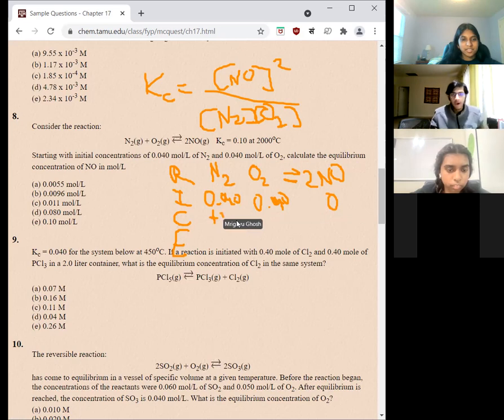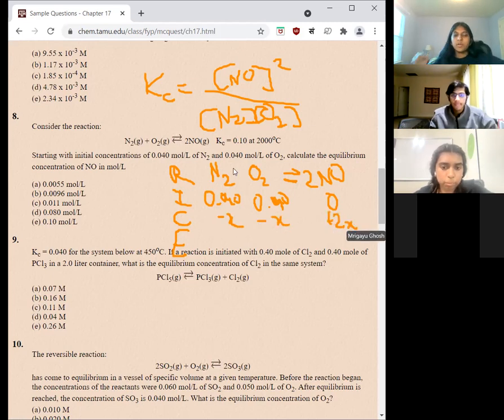Oh, this is going to be, oh, I think I remember. This would be minus x. Yeah, minus x, plus 2x, right? Yes. Is it always that, like minus x plus x? No, it's not always that. You have to look at the coefficients. So basically the mole ratio. Since it's 1, 1, and 2, it's x and then 1 times x and then 2 times x. That's how you look at it.